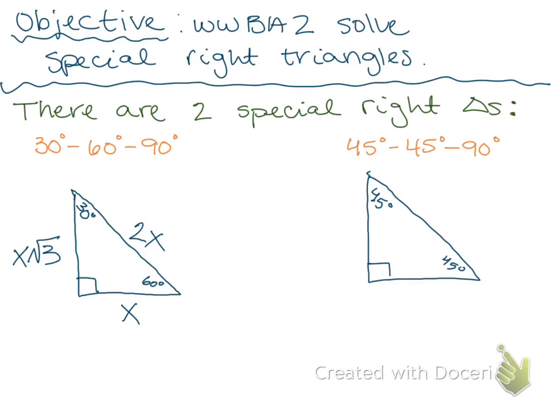Here's an example of a 45, 45, 90. Notice there's a 45-degree angle, a 45-degree angle, and a 90-degree angle. Opposite 45 is X. Opposite the other 45 is also X. Opposite 90 is X root 2. Make sure you have this handy somewhere written down so that you can refer back to it, because this is how we're going to start off each problem, by labeling our triangles.